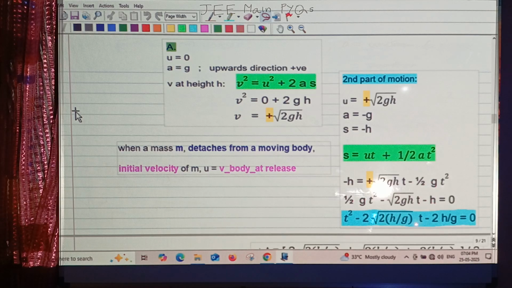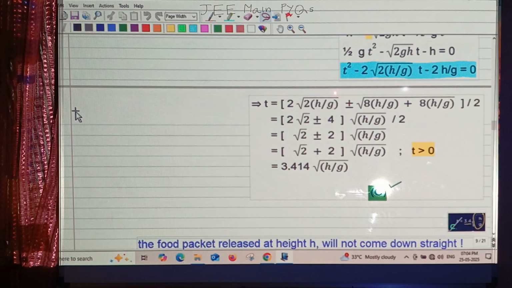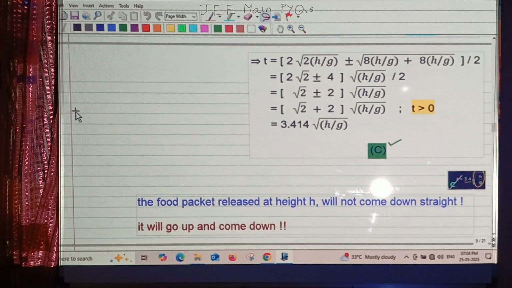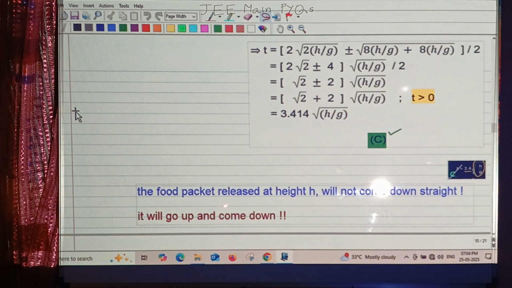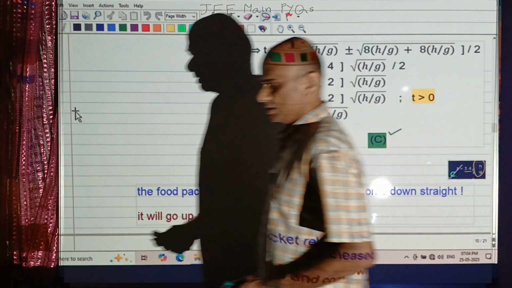So this I can rewrite like this. And the roots of the quadratic equation are minus b plus or minus square root of b square minus 4ac, by 2a. So this you have to manipulate and you get 2 plus root 2. Root 2 is 1.414. So option C is the correct answer. The important thing to realize in this question is that the packet, when it's released at height h, will not come down straight, it will go up and come down. This is required initial velocity.